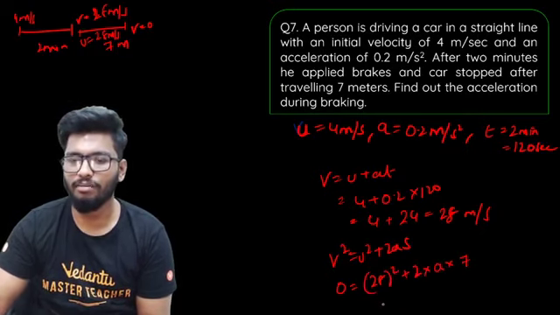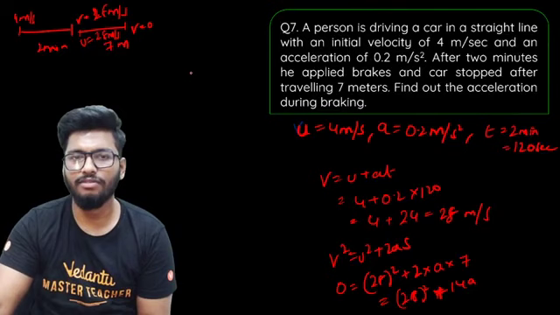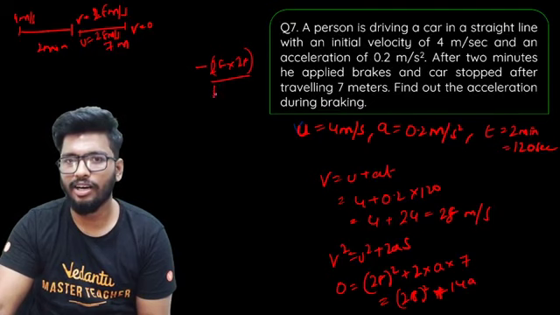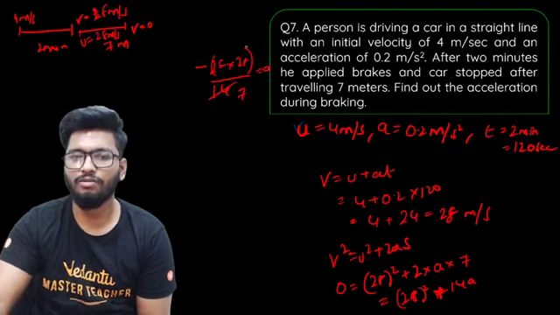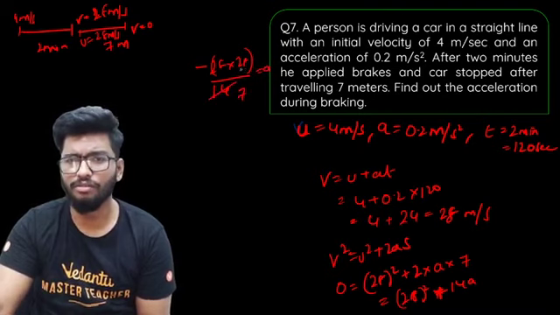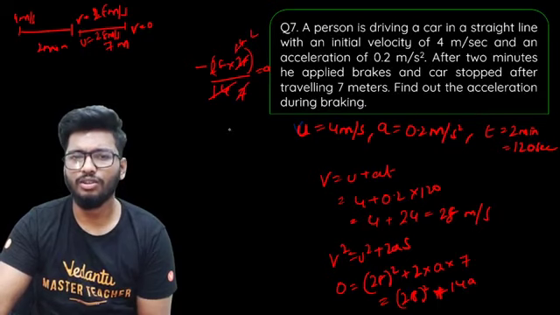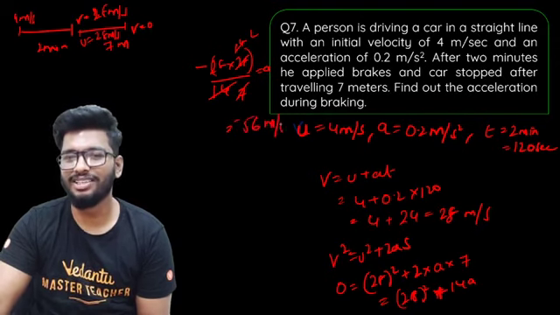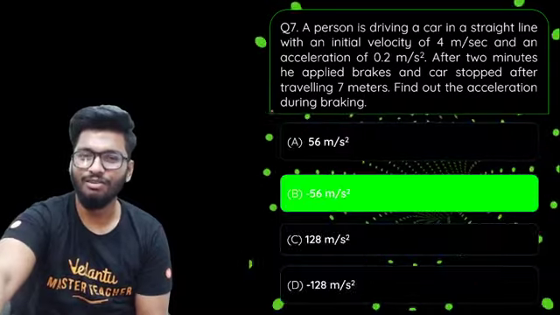Displacement is 7 meters. So that's 28 square plus 14a is what you have. So what you have is basically minus 28 into 28 divided by 14 is equal to a. So minus 56 meter per second square will be the answer for this question, if I'm not wrong.